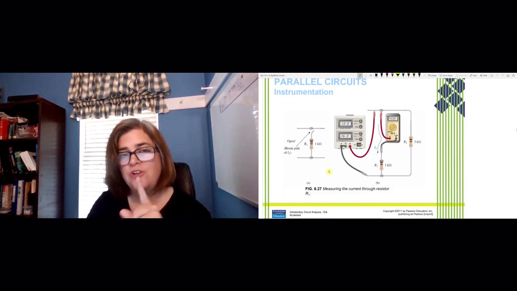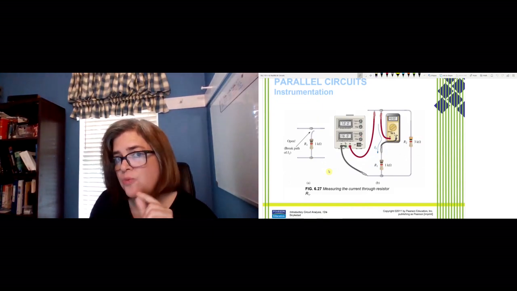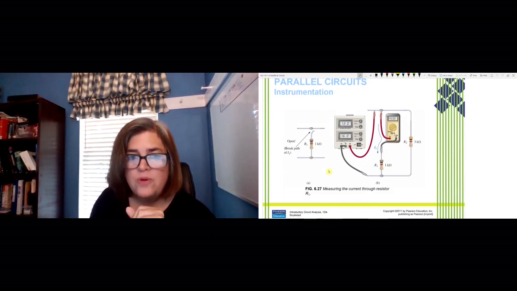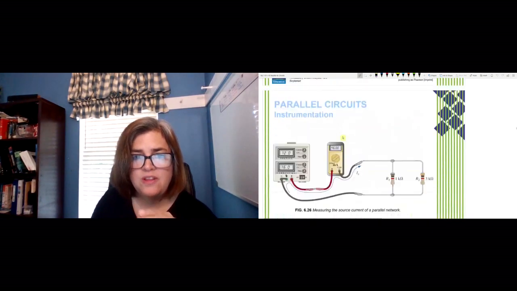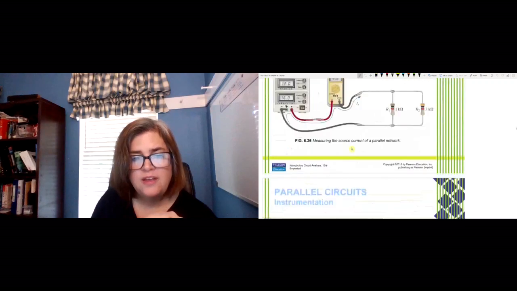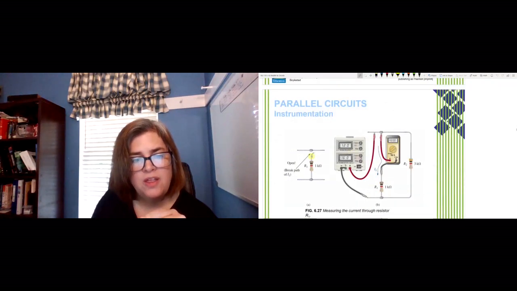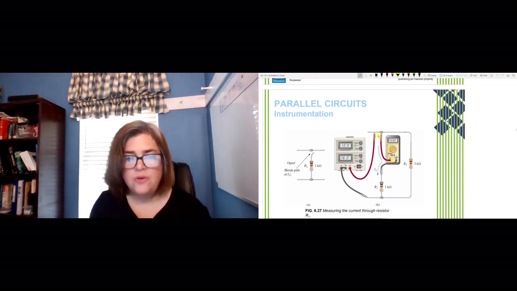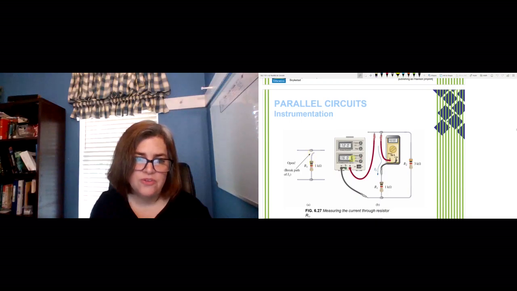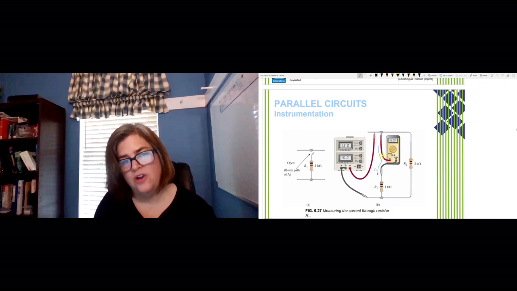Now if we want to measure the current through a branch of the circuit, just through one of the resistors, we would have the circuit set up just like we did in that first circuit right here, except then what we're going to do is take away one end of our resistor and insert the meter right at that point. So instead of going straight into the resistor, we're going to go into the meter and then to the resistor. But notice I did not disturb the connection here from R2 to the source.